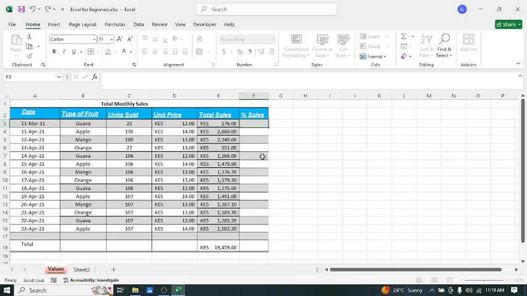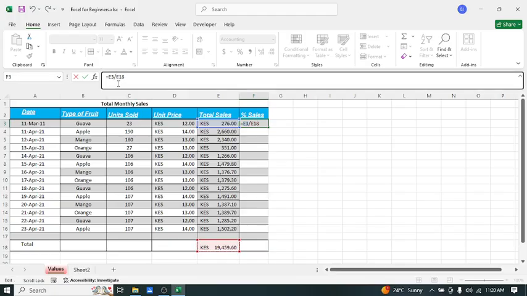So I'll say is equal to E3, which is a relative reference, times, not times but divide by E18. So E18 will be absolute reference because you want to get to know the percentage sales of each single day based on the total sales. So here we'll put a dollar sign before E, and a dollar sign before 18 to make it an absolute reference.